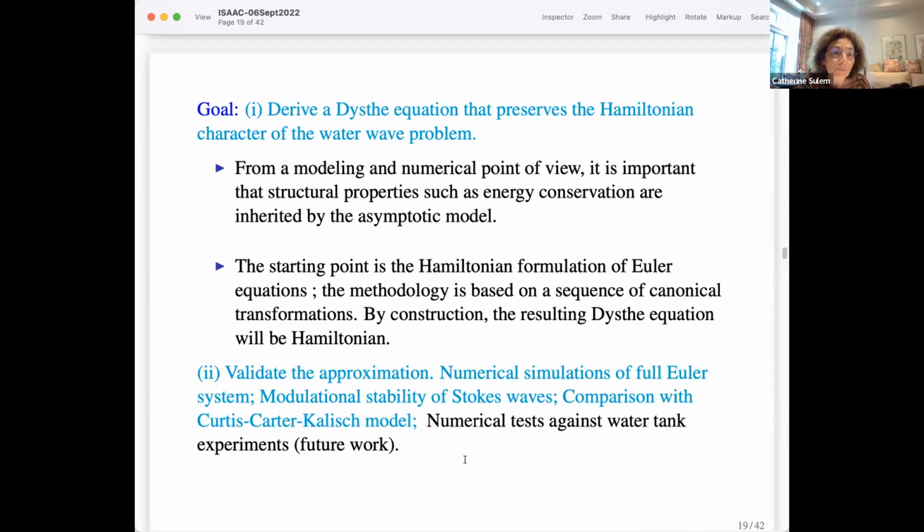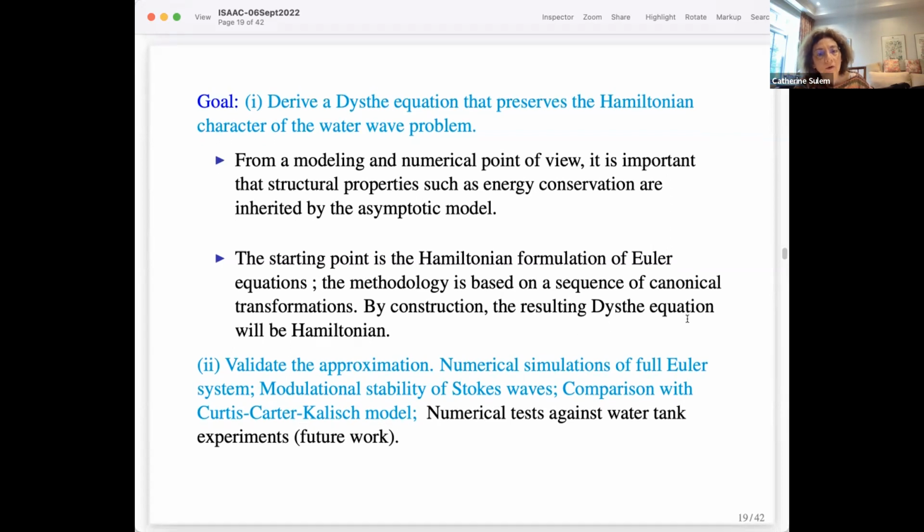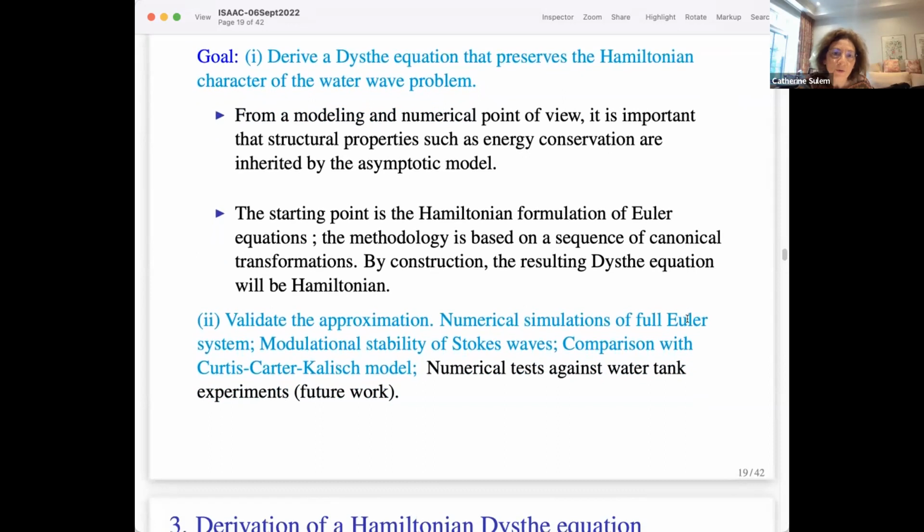We also confirmed some observations about modulational stability and instability of Stokes waves, and compared to the Carter-Kalisch model. So the starting point of our analysis is the Hamiltonian formulation of the equation, and the methodology is based on a sequence of canonical transformations. By this sequence of transformations, the Hamiltonian character is automatically preserved.